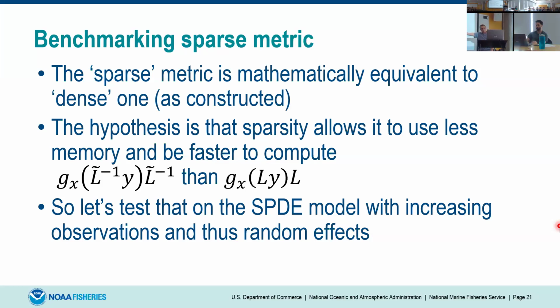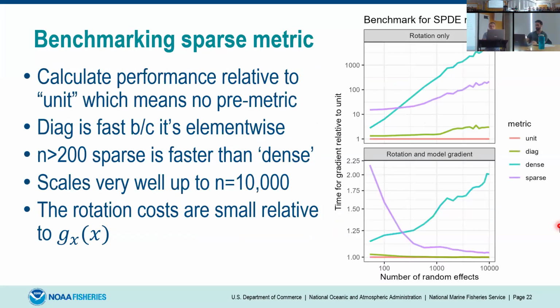We hypothesize that it's better to do this sparse one. So let's test it. I'm going to start speeding up because I'm running out of time. This is a SPDE, a spatial model, stochastic partial differential equation, like the INLA style models. We're going from 100 to 10,000 parameters. Here's the cost of the rotation only, relative to nothing. What we see is that dense scales poorly. Diag, which is that element-wise one, is much simpler, and is down here. It adds a little bit, but not a lot.